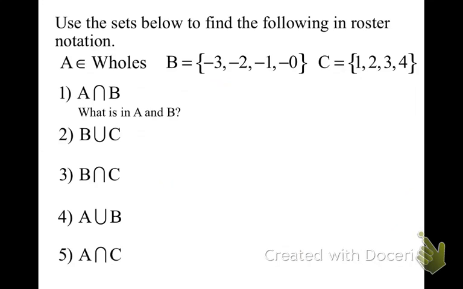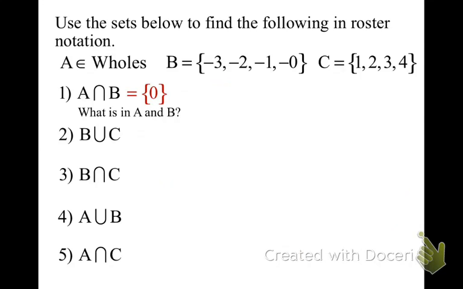What is in A and B? Oh, sorry, whole numbers start at 0. So the only one that they have in common is the 0. Sorry, I was looking at C. Does that make sense? Remember, our wholes are 0, 1, 2, 3, and so on, on and on. So then we look at B union C.